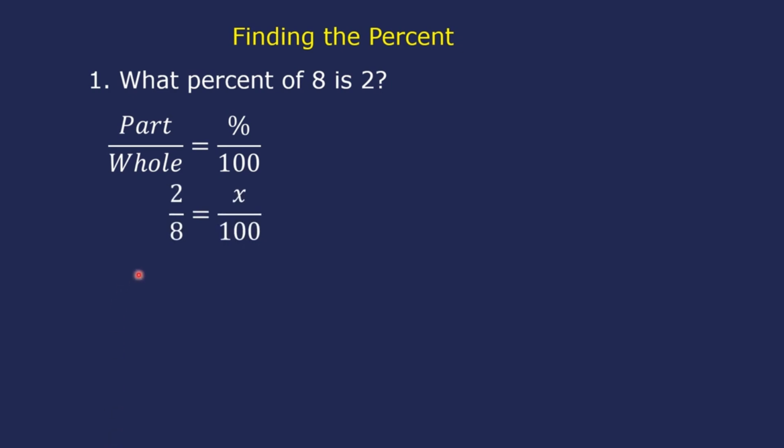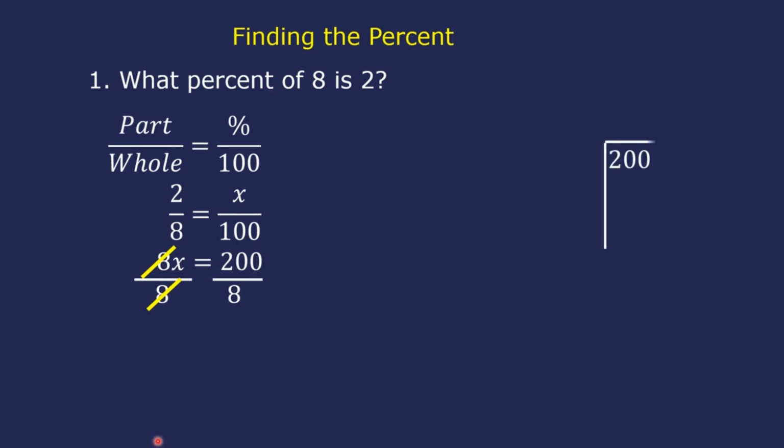We cross multiply. 8 times x is 8x and 2 times 100 is 200. So we have now 8x is equal to 200. Divide both sides of the equation by 8. Cancel 8 in the numerator with the 8 in the denominator on the left side, and then divide 200 by 8 on the right side.